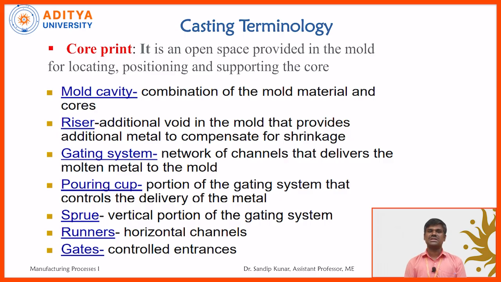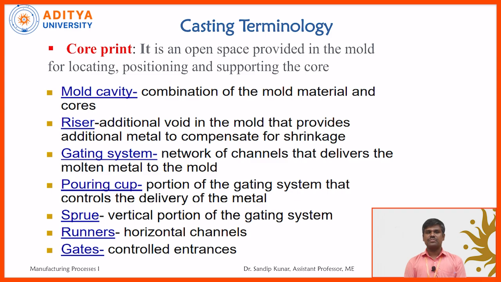Riser is working as an additional reservoir. When shrinkage happens in the mold cavity, additional material will be provided from the riser. Gating system means the network of channels through which we deliver the molten material to the mold cavity. Pouring cup, or pouring basin, is where we provide the molten material from the ladle, and we can also control the delivery of the liquid material to the mold cavity.